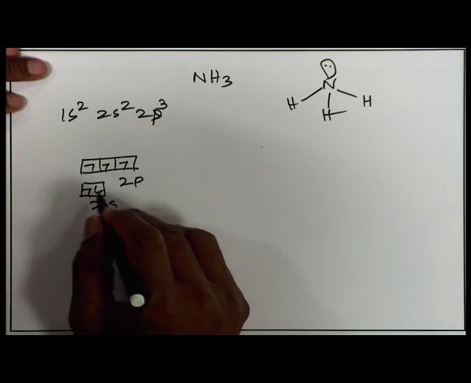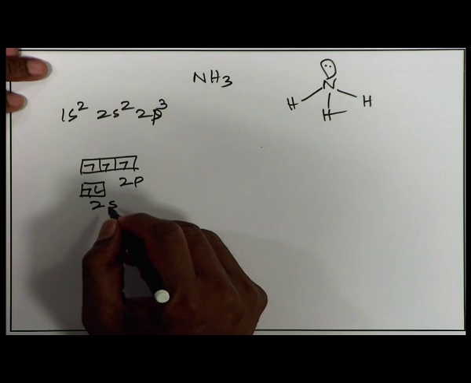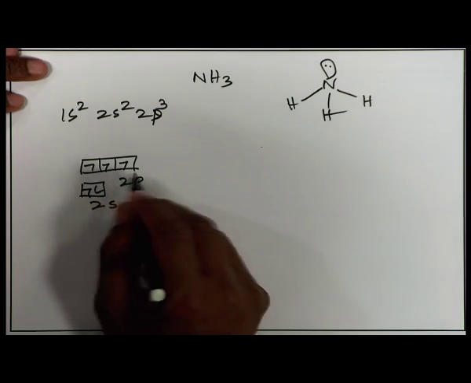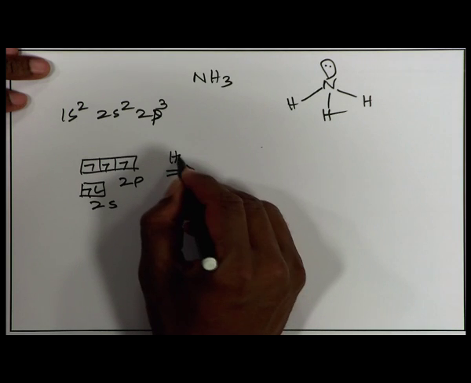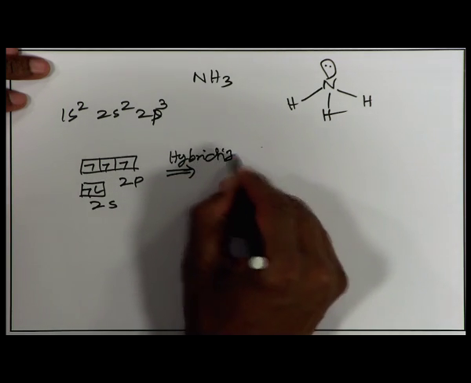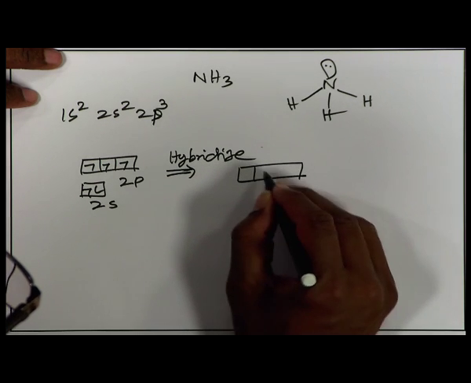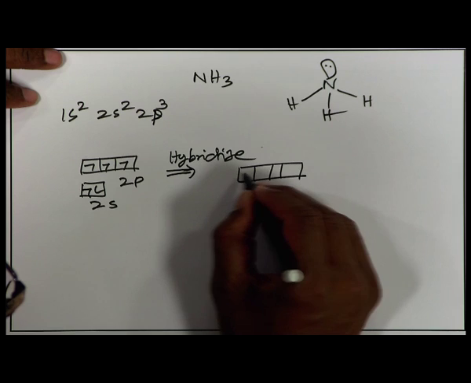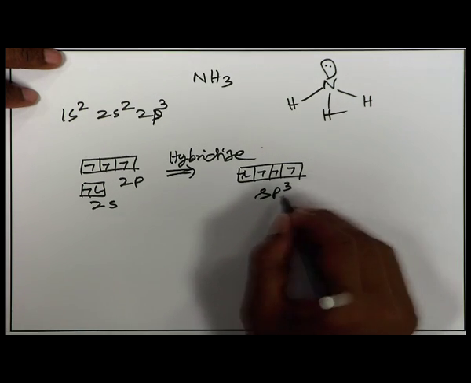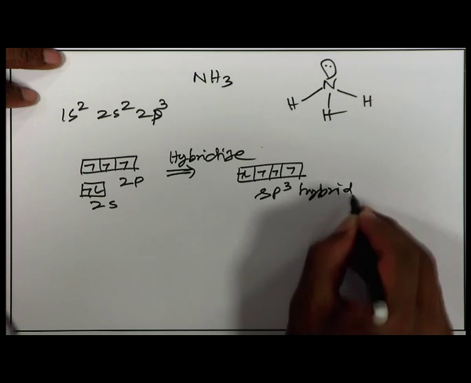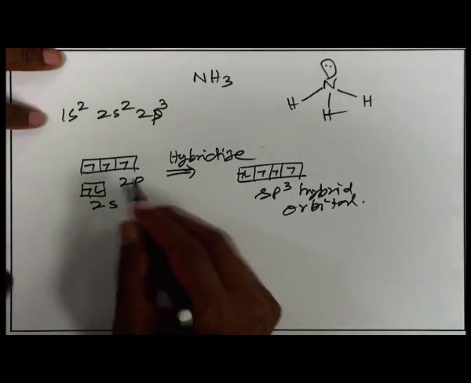How does it work? Here you have the 2s orbital and the 2p orbitals. The 2s orbital is completely filled, however, the 2p orbitals are singly occupied. They can hybridize and give 4 equivalent hybridized orbitals of this type. This is an sp3 hybrid orbital. You can notice which orbitals hybridize.